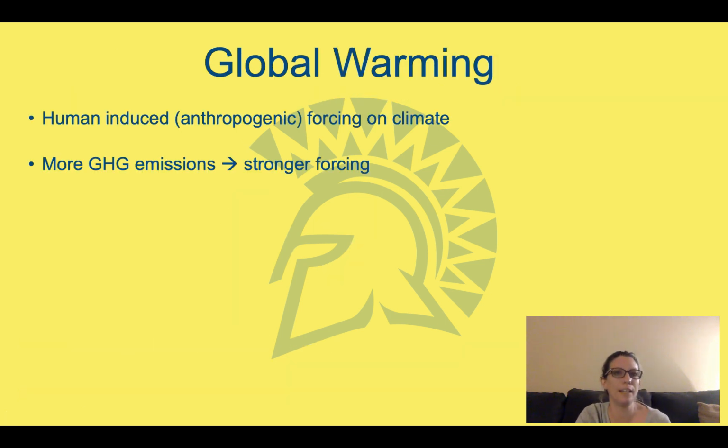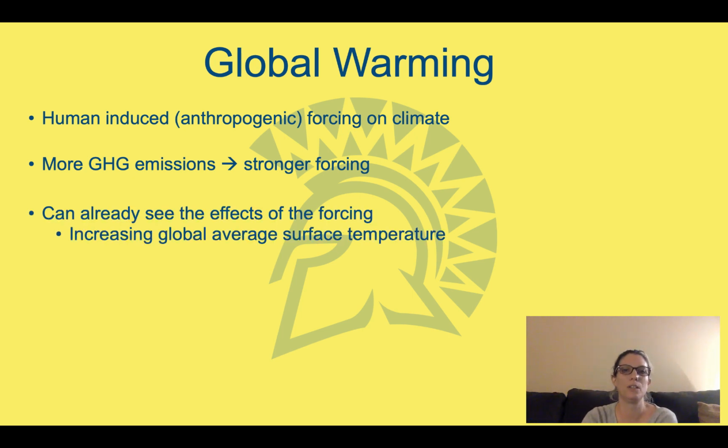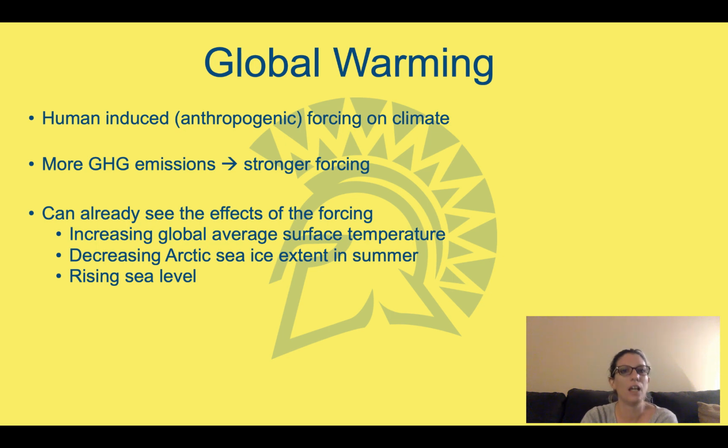So that's what I was talking about with the human-induced, or anthropogenic, forcing on climate. Remember, anthropogenic means that this is human-induced, not natural. The more greenhouse gases that we put into our environment, or the more emissions that we have, the stronger the forcing towards the warming end. And we can already start seeing the effects of this. We're seeing increased global average surface temperatures, decreasing Arctic sea ice during the summer, and we're also seeing some rising sea levels.